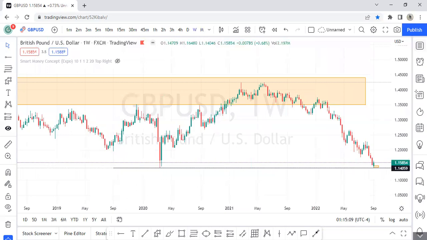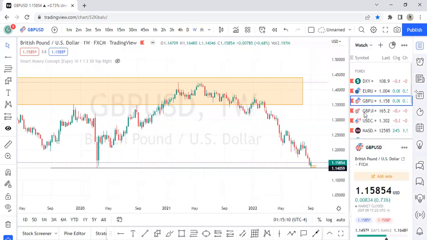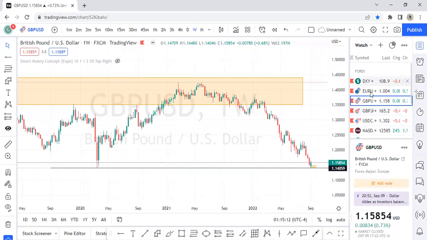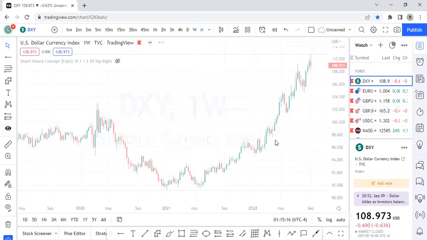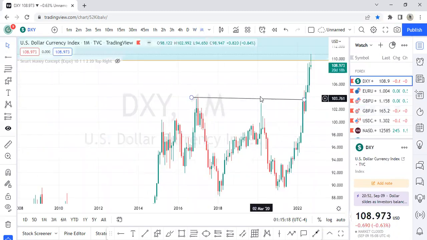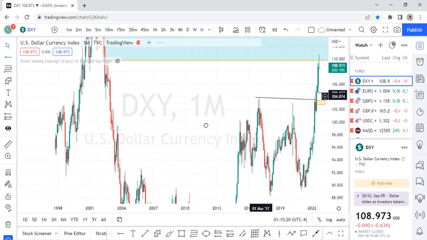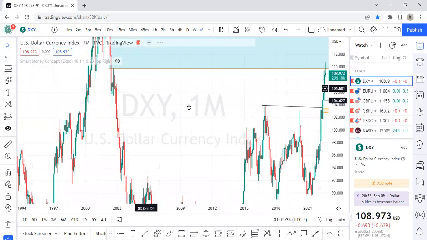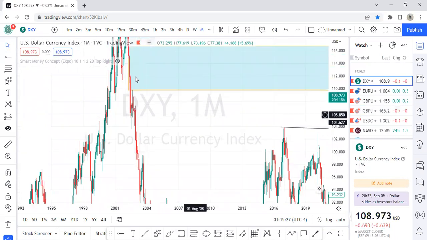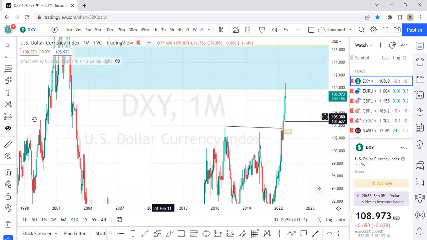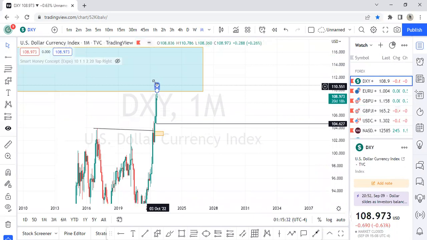So look at the DXY from the same perspective, the monthly time frame, right? Let's go to the DXY, the dollar index. If you go to the monthly time frame, almost the same thing occurred, right? So look at it. Price was gravitating towards this monthly imbalance, right? So there was an imbalance on the monthly time frame at this point here. Price tapped into it and it was rejecting. So this is giving us a bearish run.